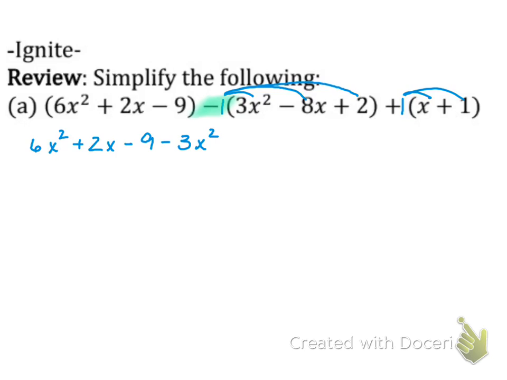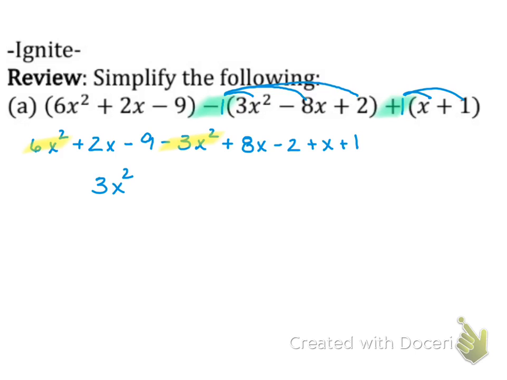So when I distribute to the 3x squared, it gives me -3x squared. Then I distribute to -8x. -1 times -8x is +8x. -1 times +2 is -2. So now I'm done with that set of parentheses. Now I need to distribute the +1. This won't change any signs. So +1 times x is still x. +1 times 1 is still 1.